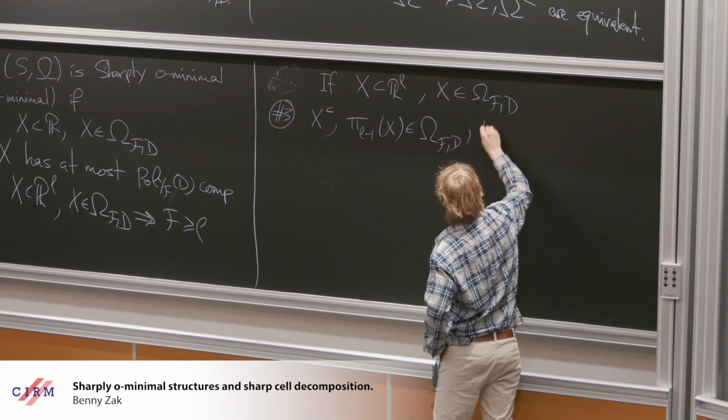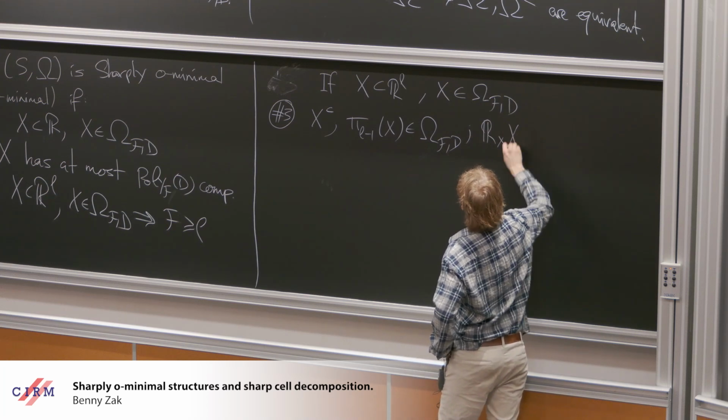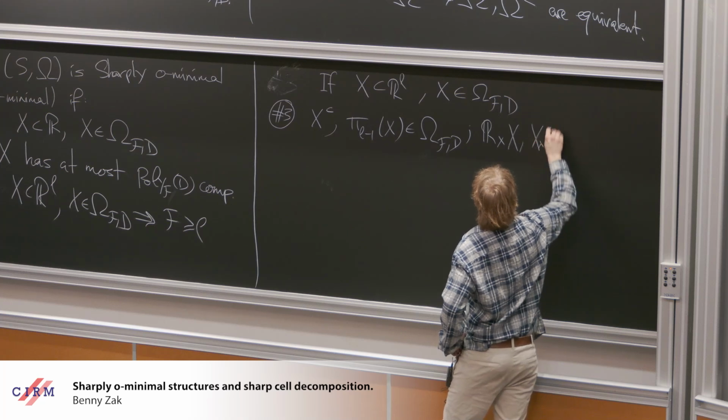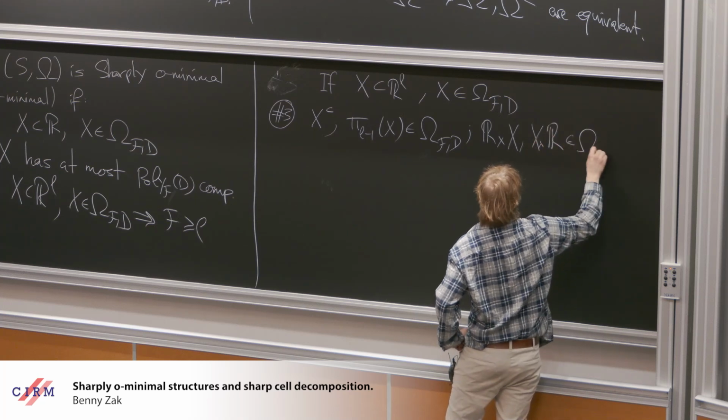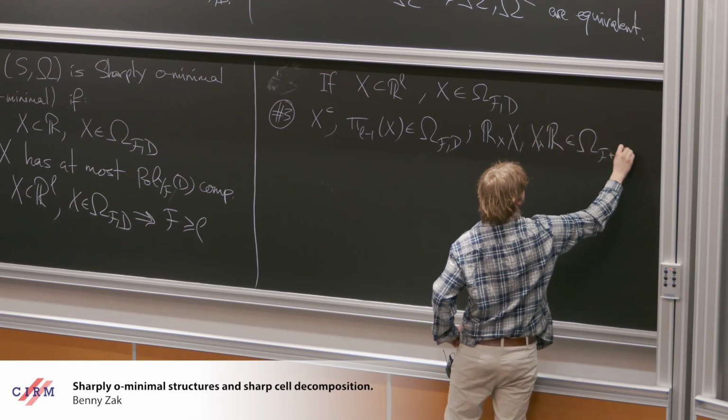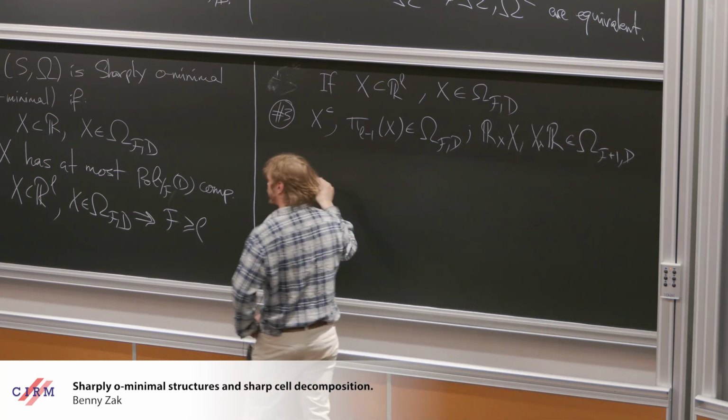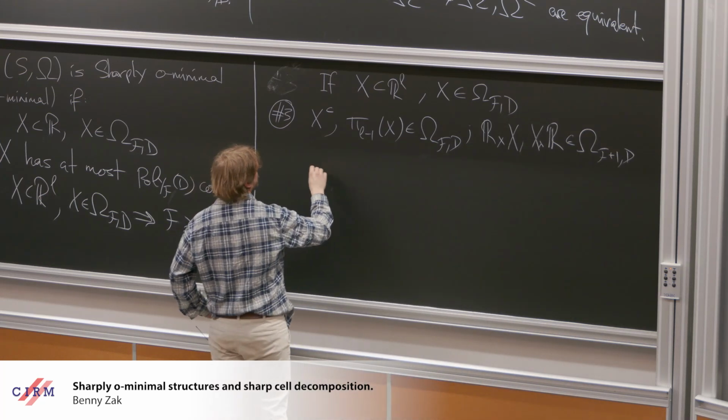But R times X and X times R, this already increases the format plus 1 by 1. Before I comment on any axiom, I will continue until the end.